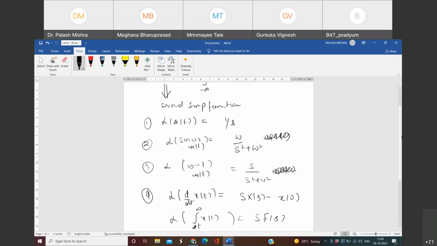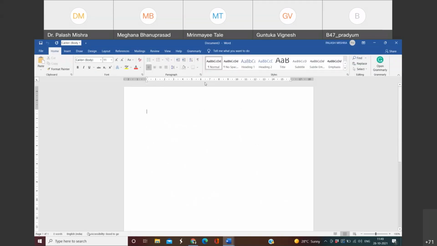Okay. Then we have discussed that if there is a resistor R and it is exposed to V(t) voltage and the current I(t) is flowing, then the Laplace transform is, you can say, V(s) is equal to I(s) times R. So the value of resistance R does not change if we transform from the time domain to the Laplace domain.